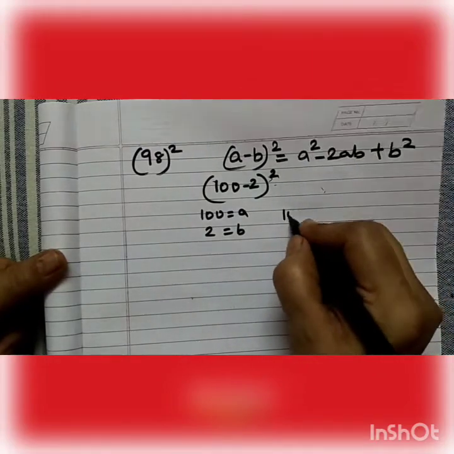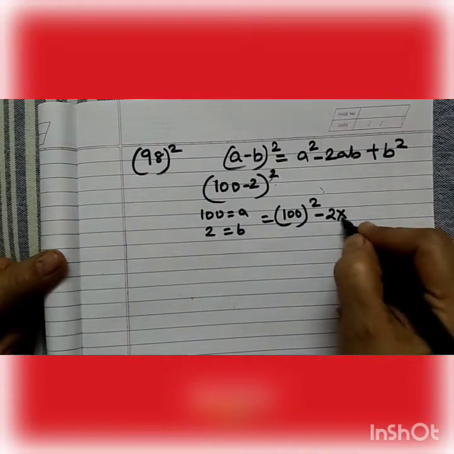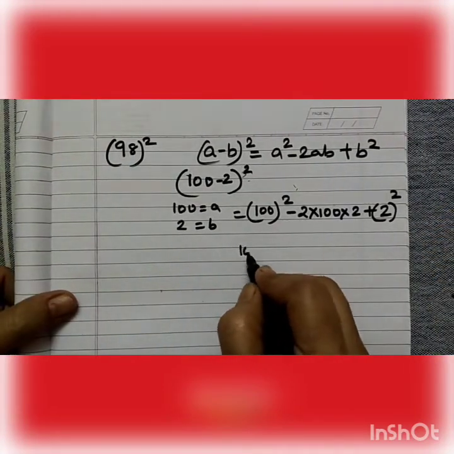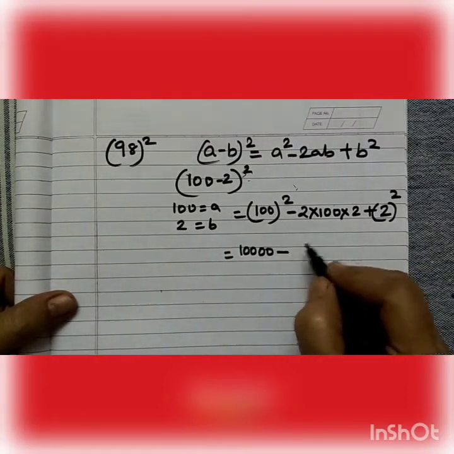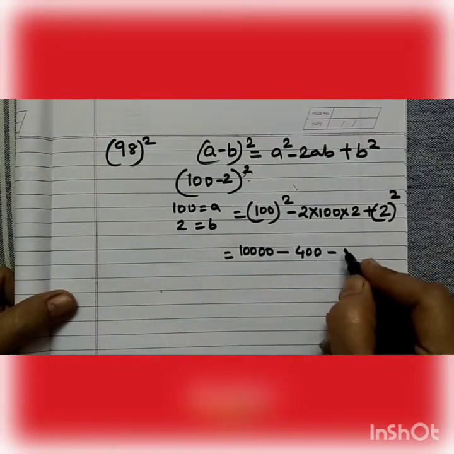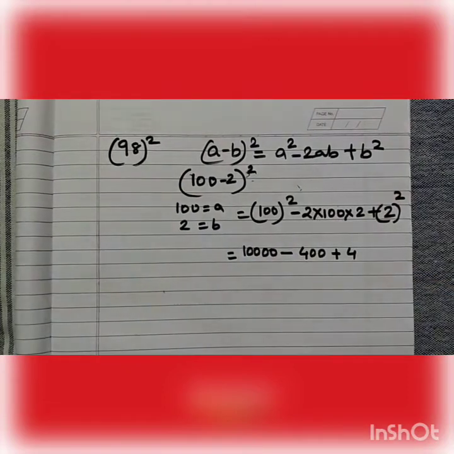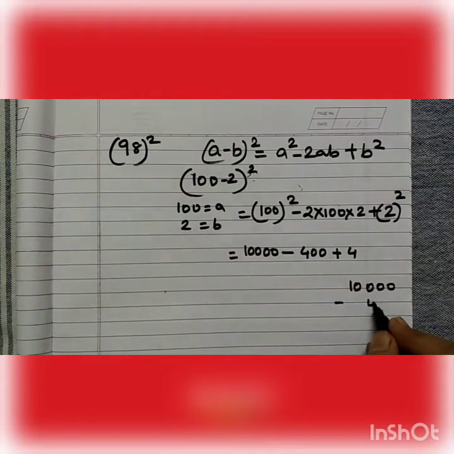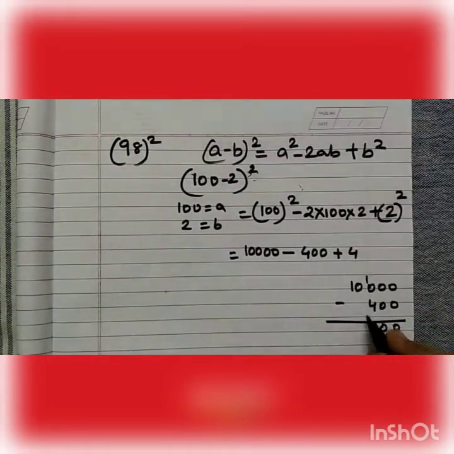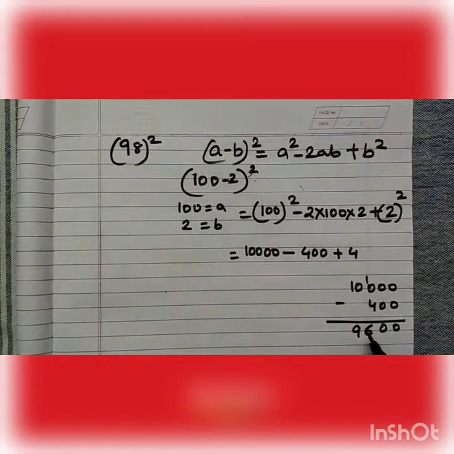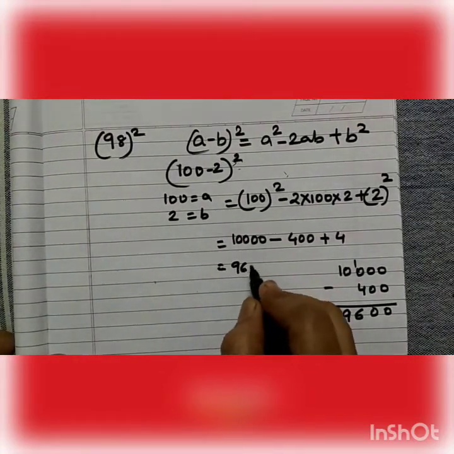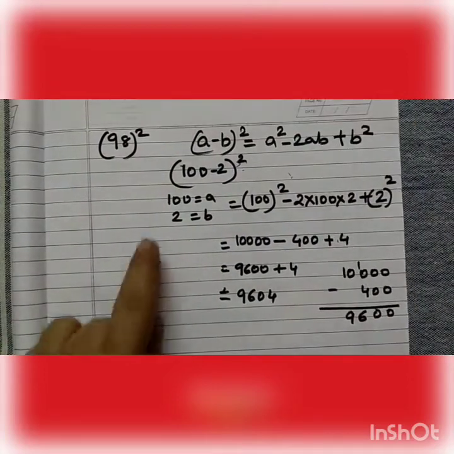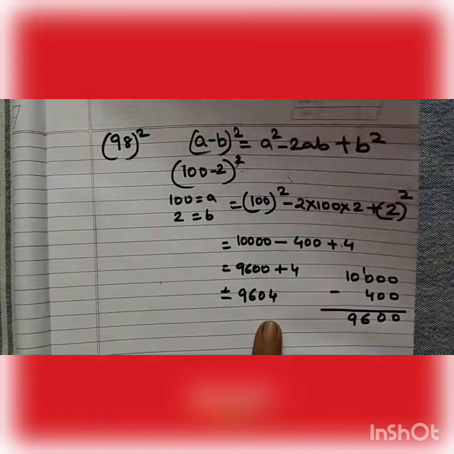Let us substitute. So a square will be 100 square minus 2 into 100 into 2 plus 2 square. Again 100 square will be 1 followed by 2 zeros and 2 more zeros, minus 2 into 2 is 4, 4 into 100 is 400, plus 2 square will be 4. Now here I have to subtract 400 and add 4. So first let us do the subtraction. 10,000 minus 400. So 0, 0. 10 minus 4 will give me 6, and here 9 will remain. So this will be 9,600 plus 4. This 4 I have to add. So that will be 9,604.